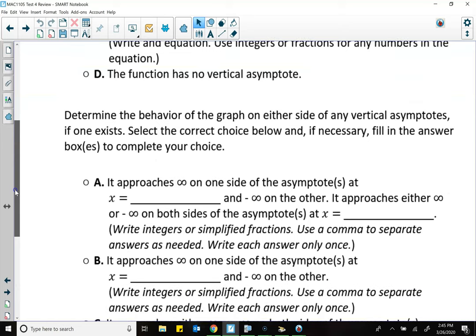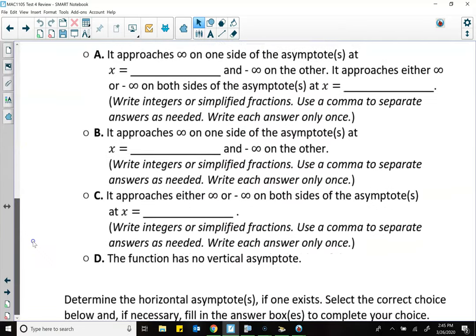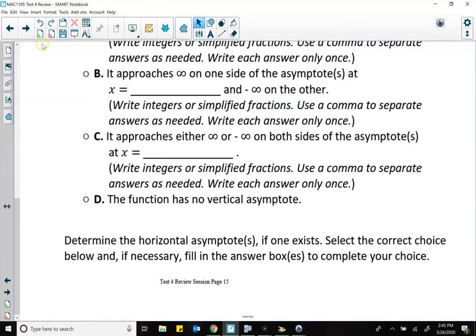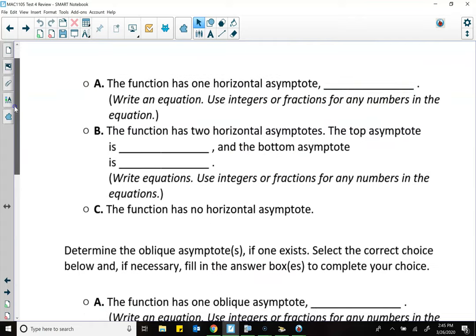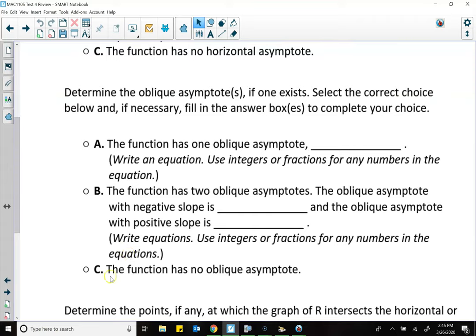This answer, I'm not going to answer until I get the graph, because the graph is going to help us answer this question about what's going on at the asymptotes. So horizontal asymptote. For the horizontal, there was only one, and it was y equals 0. So you'd select A, put y equals 0 in the blank. The oblique asymptote, you would select none.